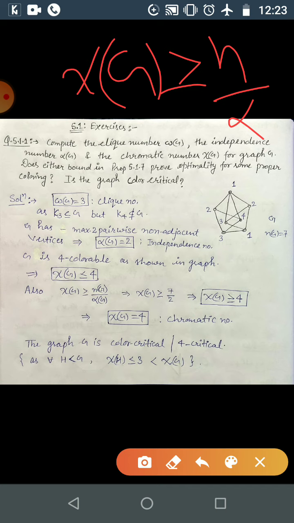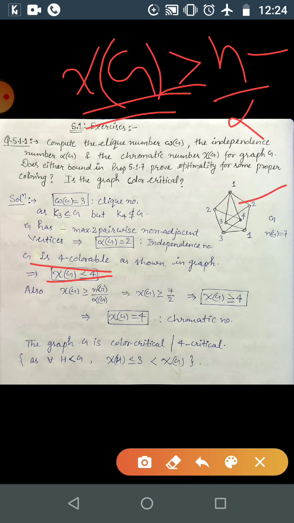Okay, so we can use this condition. The last condition, that is the clique number condition, is giving you that it can be either 3 or 4, because it is at most 4, as we have shown here. Correct? This is 4-colorable as shown in this graph, and this means the chromatic number is at most 4. Now come to this one.